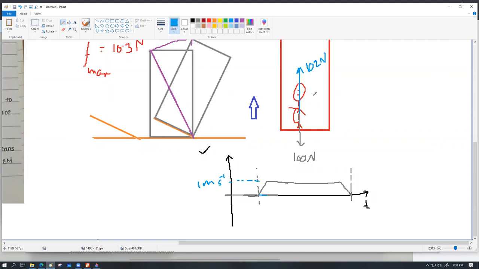So I would experience a bit bigger force, but that would not last for a long time. This will be a very small duration. Then the lift is going to reduce that force back to 100 Newton once again. So it will exist for a small duration.